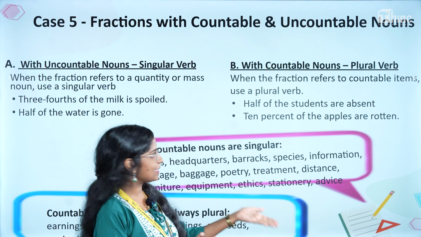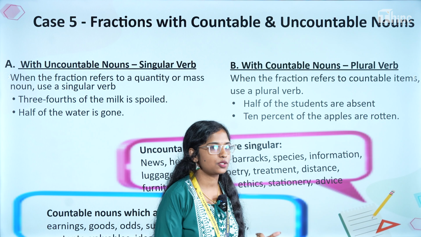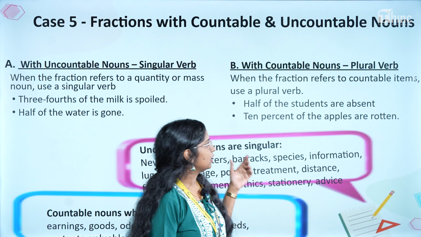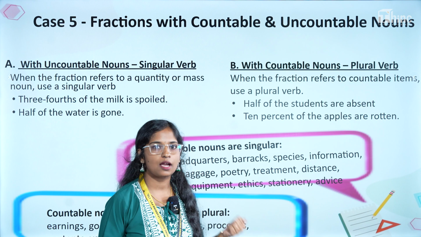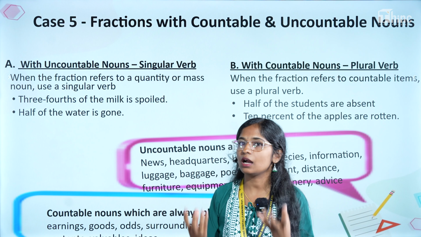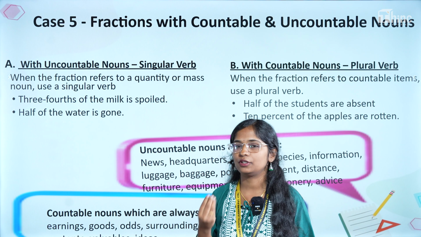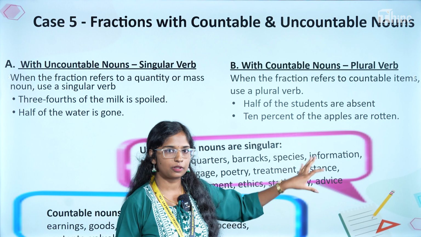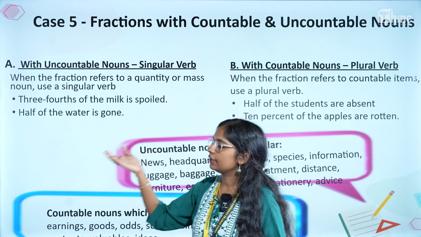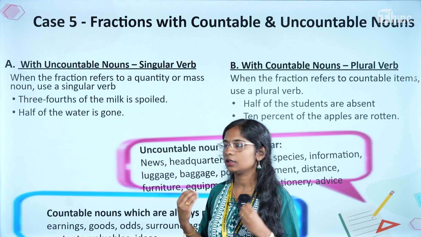Let us look at the next case. Half of the students are absent. We can count the students. Students is a countable noun. 10% of the apples are rotten. So here you have to remember whether we can count it. When it is a countable noun, we have to use the plural form of the verb. When it is uncountable, like 3/4 of the milk, half of the water, we use a singular verb.